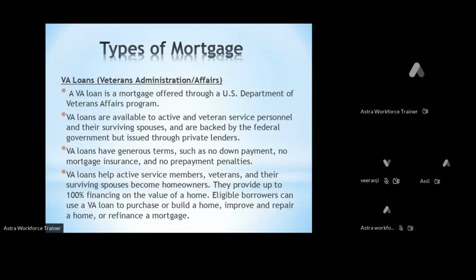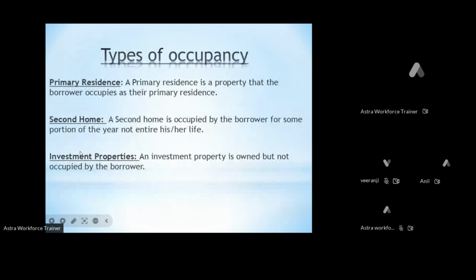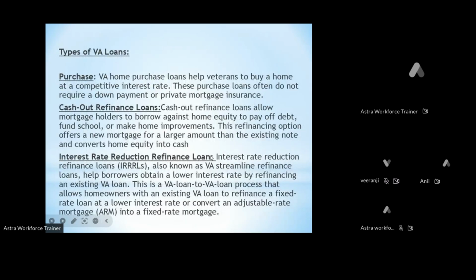Now, we have types of VA loans. It's not only for VA loans, you'll have it in conventional and FHA also. So: purchase, cash out refinance, and interest rate reduction. Purchase is nothing but the purchase of a home loan the first time, or else if the borrower is purchasing the home as an investment property. This comes under purchase.